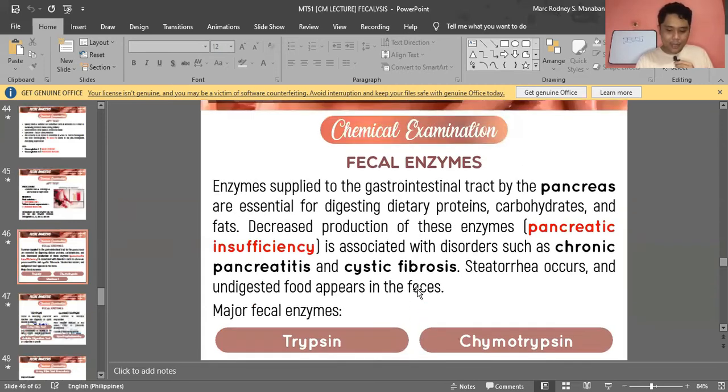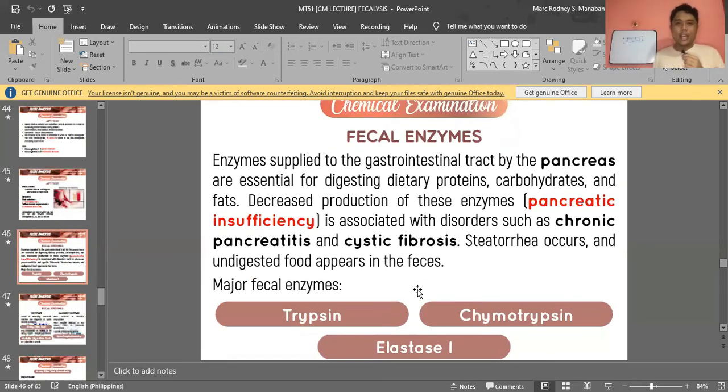Now, the next chemical exam is of course for fecal enzymes. Okay? So for fecal enzymes, ang pinaka-important ani, dears, is we're detecting pancreatic insufficiency, because the majority of the enzymes that are needed for digestion come from your pancreas. All right. So therefore, if there's a decrease in the number of enzymes when we examine the stool, then of course there could be a problem with your pancreas. All right. So this is seen in disorders such as pancreatitis or cystic fibrosis. So of course, steatorrhea occurs, and undigested food also appears in your feces.